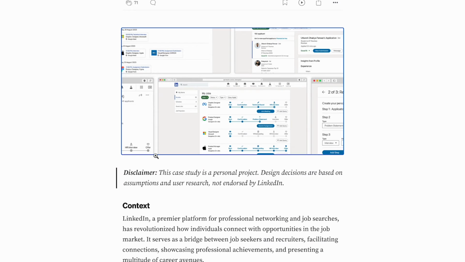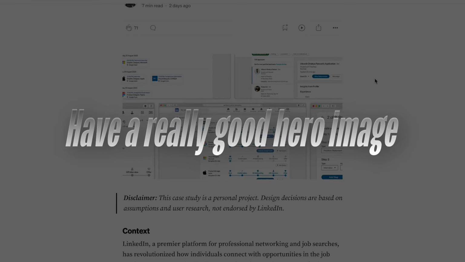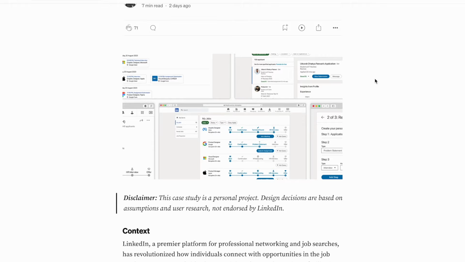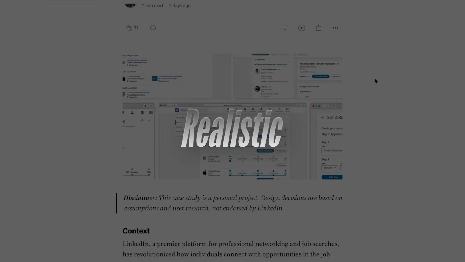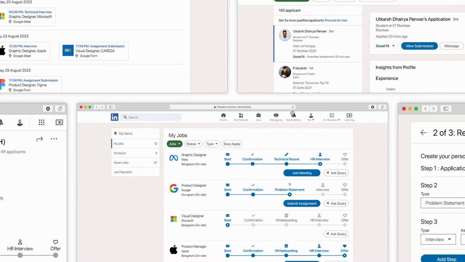So basically the second tip is to have a really good hero image. Please spend some time, sit down and try to make a really good, realistic looking hero image. When I look at the screen, I need to be able to understand the UI. Do not use crazy, useless, fancy mockups. Keep it simple, keep it realistic. Just even one screen is fine. Make sure that when somebody clicks on the screen and zooms in, they should be able to visually understand. Okay. Keep it minimal.